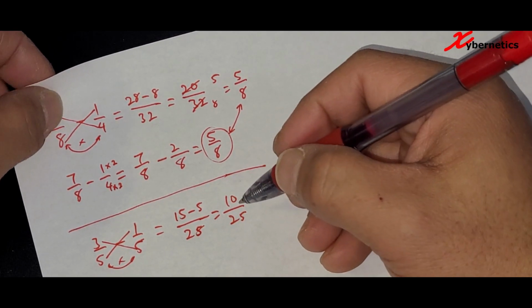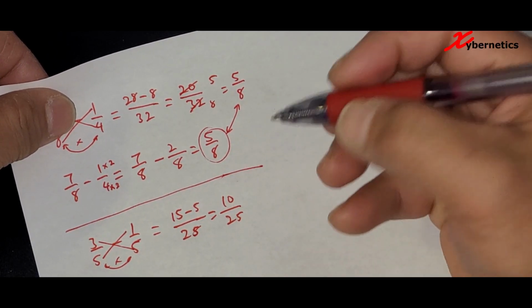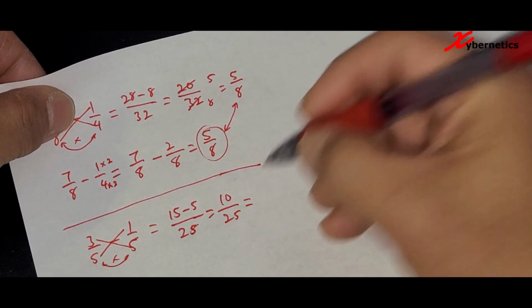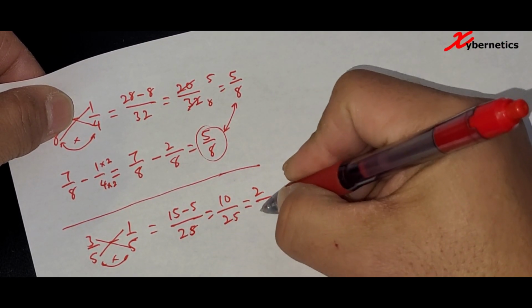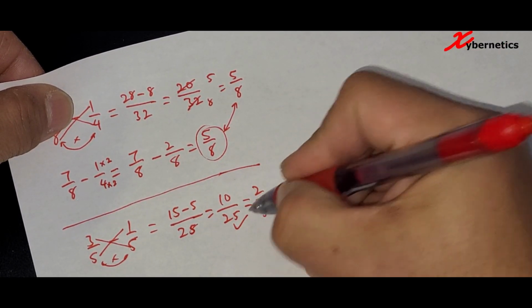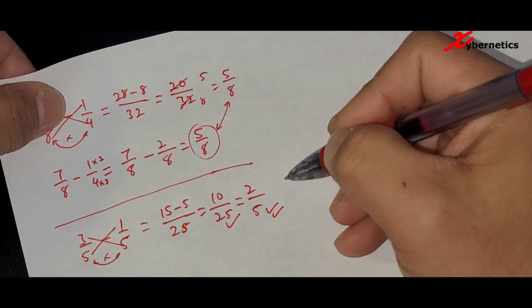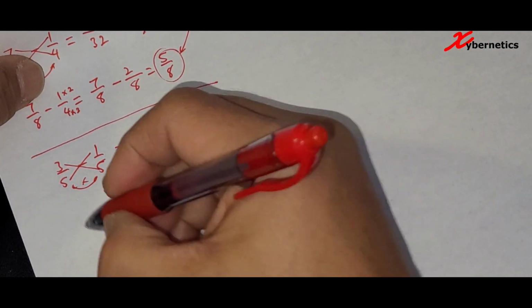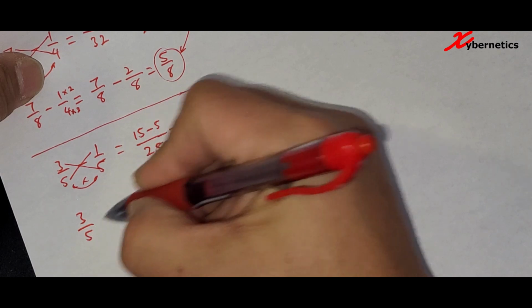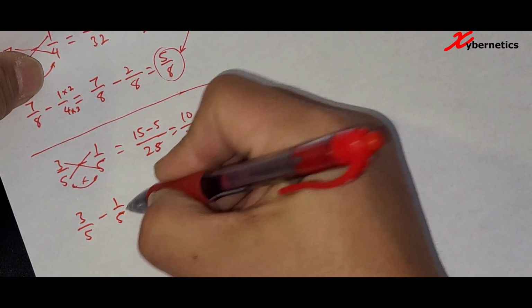Again, you can see the common factor of 10 and 25 would be 5, which gives 2 over 5. So there's one extra step here you have to do before you get your final answer. But the actual way to solve this problem is very fundamental. Let me rewrite this equation again.